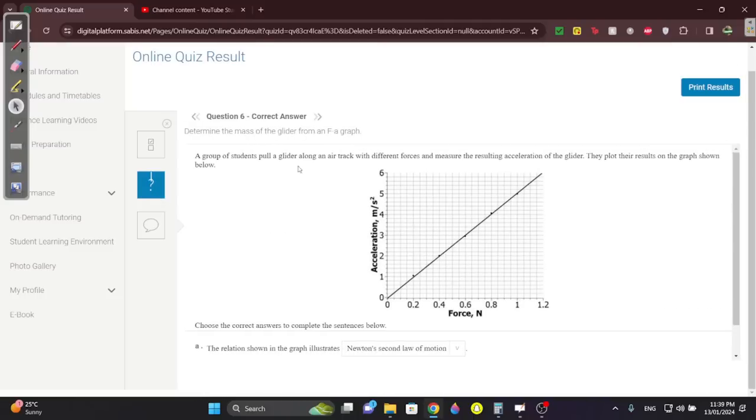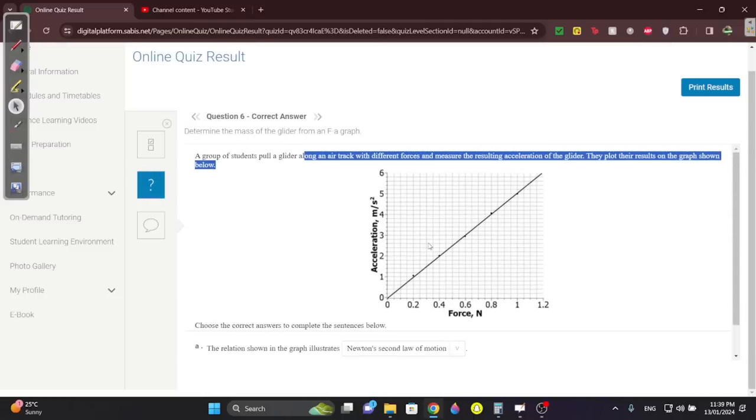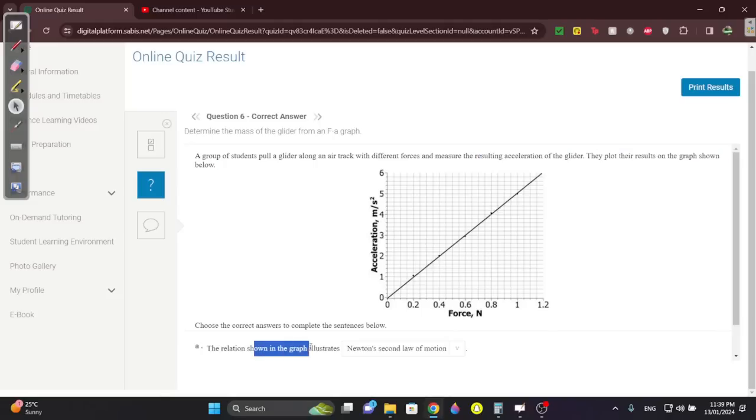A group of students pull a glider along a track. Measure the resulting acceleration. They plot the results. The relation shown in the graph illustrates Newton's second law of motion. You can tell me, Newton's second law is F equals ma. What does F equals ma have to do with an acceleration force graph?